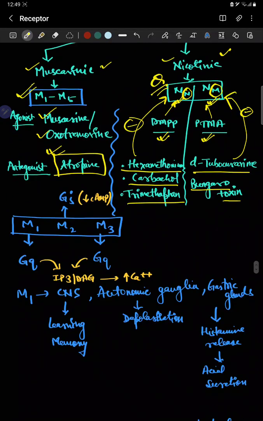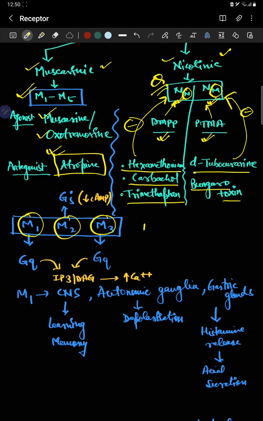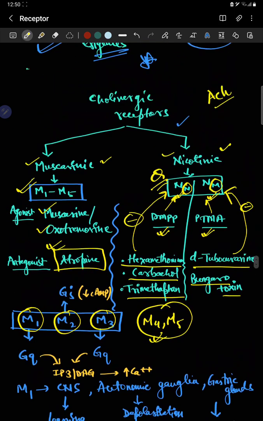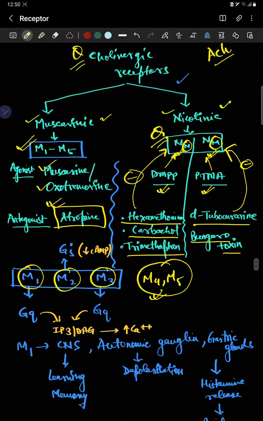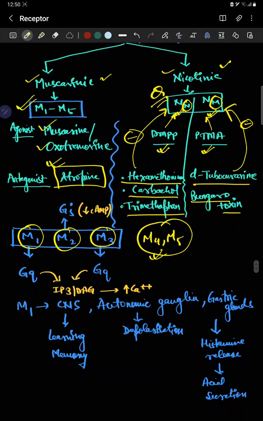Among M1 to M5, M1, M2 and M3 we'll discuss in detail. M4 and M5 are still in research. We are not going to discuss them more, because in the viva the basic questions will be asked, like what the receptors are, the names of cholinergic receptors, and the types of cholinergic receptors.